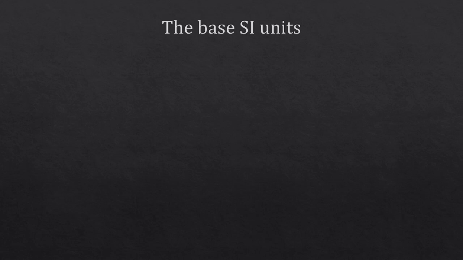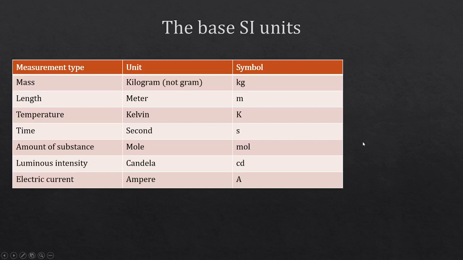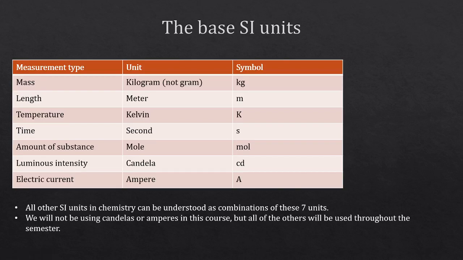So now we're going to look at the base SI units. There we go. So these are the units we'll be using in this class. These are actually all of the units that you need to know in chemistry. What we mean by this is these 7 units make up every other unit you're going to learn in chemistry.